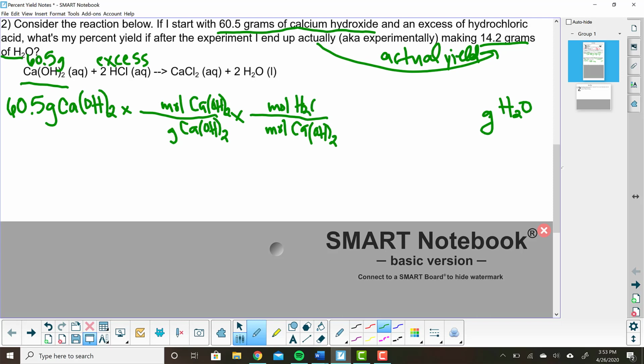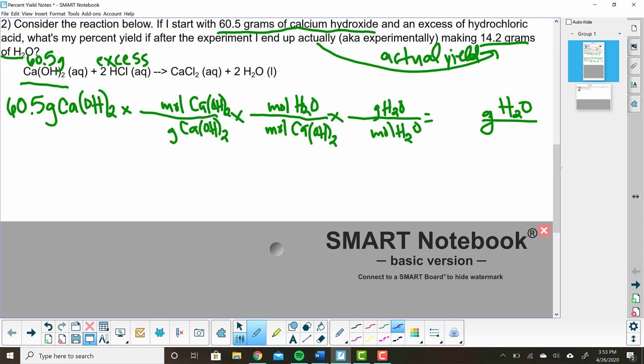Remember, I know that I need to end up in water because the problem told me that my experimental yield was dealing with water. So my theoretical yield needs to match that. Once I'm in moles of water, I can convert to grams of water, so moles of water on the bottom, grams of water on the top, and ultimately all of my units would cancel out and I would end up with that nice grams of water. But I need to fill in all of my conversion factors first.